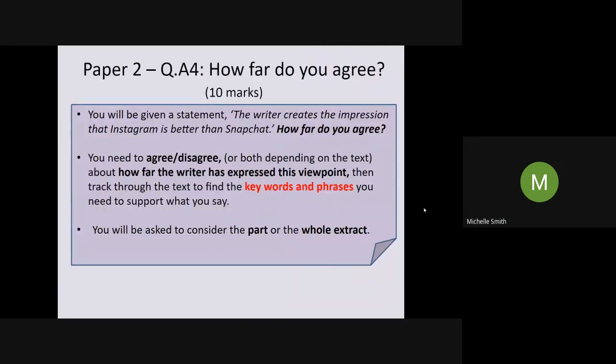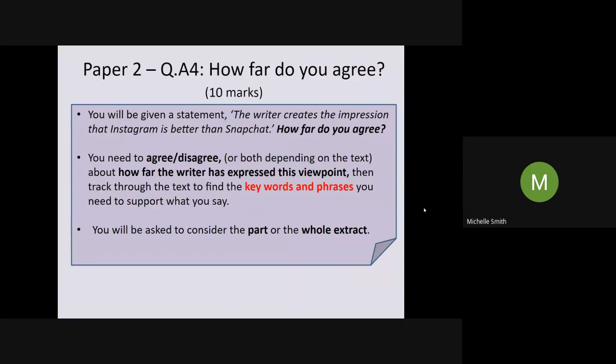Okay, so we've just done paper 2, question 4, that how far do you agree question. It will always be presented that way. You'll always be given a statement. The one we've just done about President Gorbachev giving us the impression that the accident at Chernobyl was very serious. How far do we agree? Remember, you're being asked whether you agree that the writer has expressed that viewpoint or not. It's not whether you personally agree with what they're saying. It's whether you think they are saying that or whether they're not saying that. Okay, so whether you agree or don't agree that they've said it.